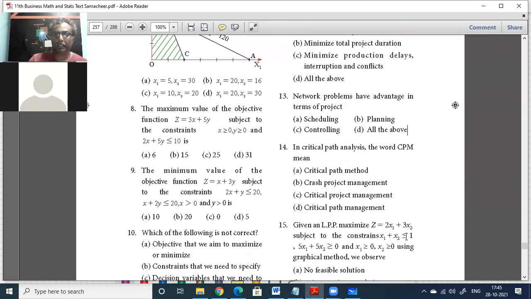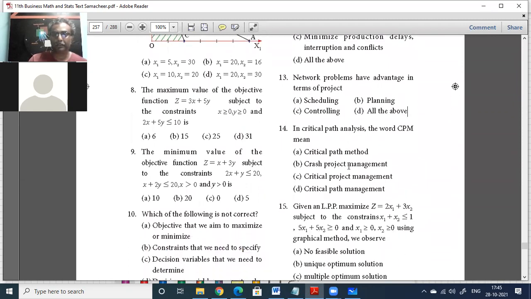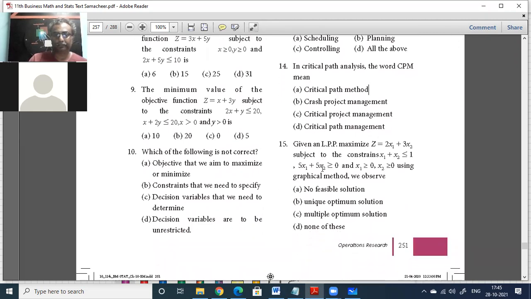In critical path analysis, the word CPM means critical path management? I think critical path method, not management. A only is correct. Critical path method, not critical path management. So that's an easy one.